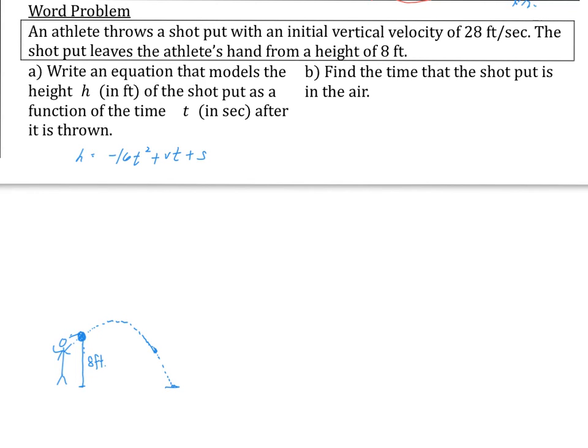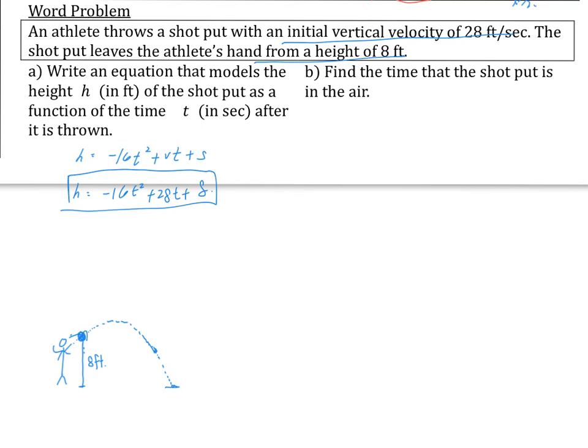And here it says, part A, write an equation that models the height in feet of the shot put as a function of time after it is thrown. So when it is thrown, it's also going to travel in a parabolic path. So we need to use the vertical motion model. Okay, let's substitute in the initial vertical velocity of 28 feet per second and the initial height of 8 feet. And this will be the equation that models the situation here.